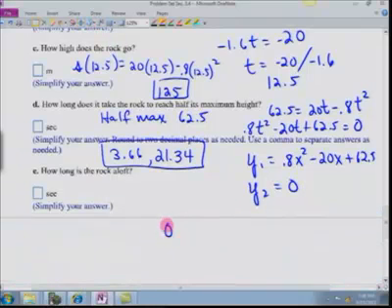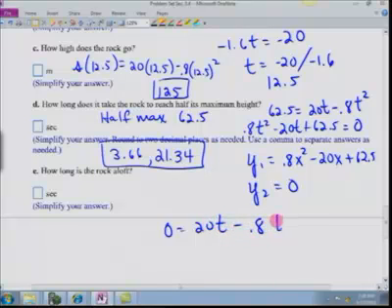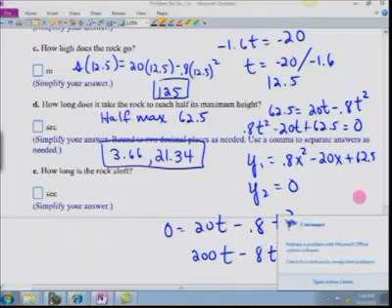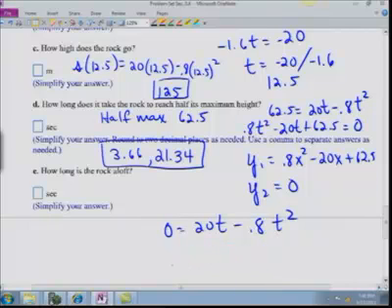Now, could you also put that one in the calculator and find it? You could. If you had to do this one by hand, I would want to get rid of that decimal. I'm going to let you do it in your calculator and get it. Could you factor out t? Then t would be equal to 0. The other one would be 20 minus 0.8t.